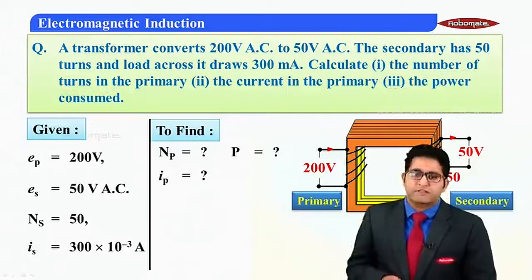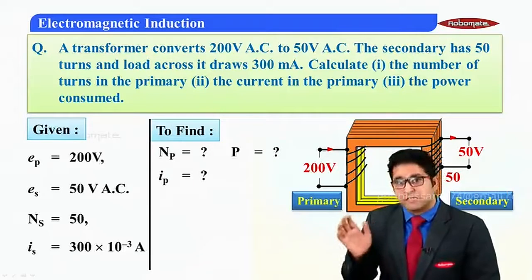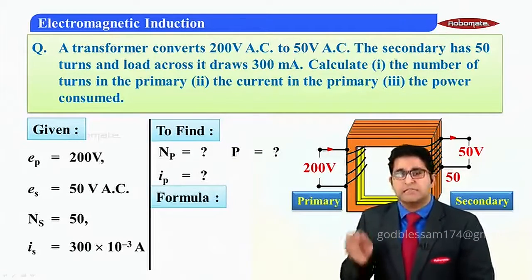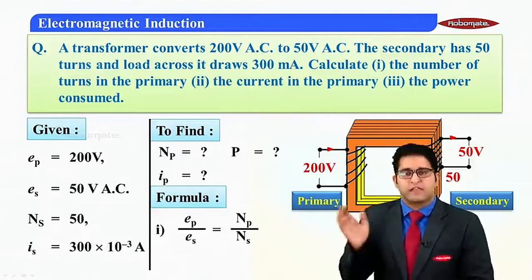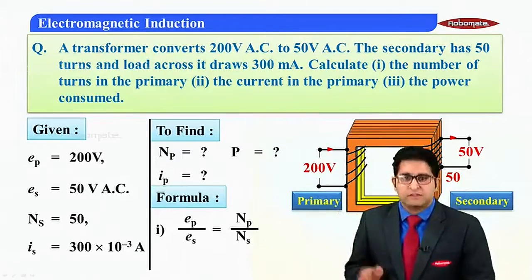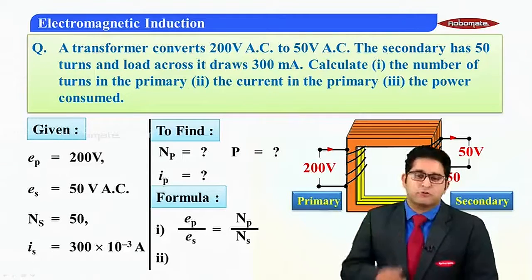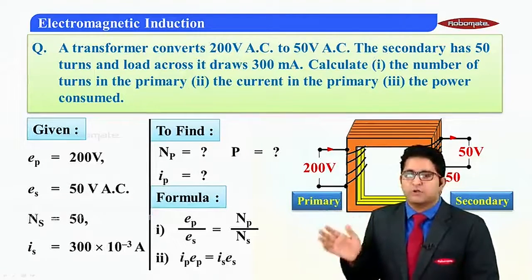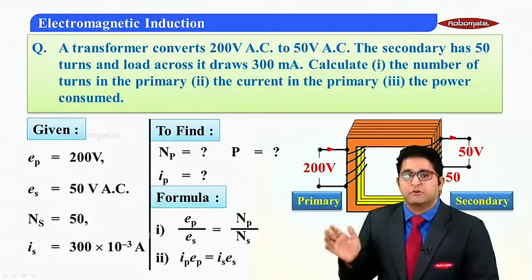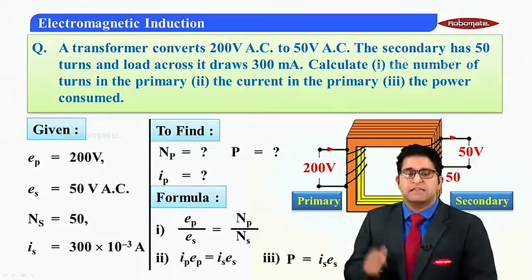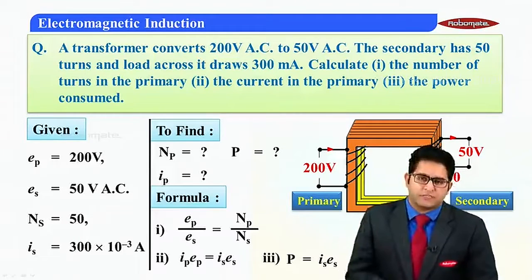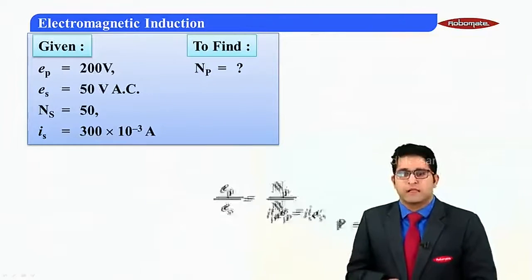Now let us write down the formulas that we'll be using. The first formula is nothing but the equation of transformer, that is EP upon ES is equal to NP upon NS. Second formula that we'll be using is ES into IS equal to EP into IP, or IP into EP equal to IS into ES. And third formula is of power, and it is given by ES into IS or IS into ES, right? Now let us move further. Let us start with the solution.